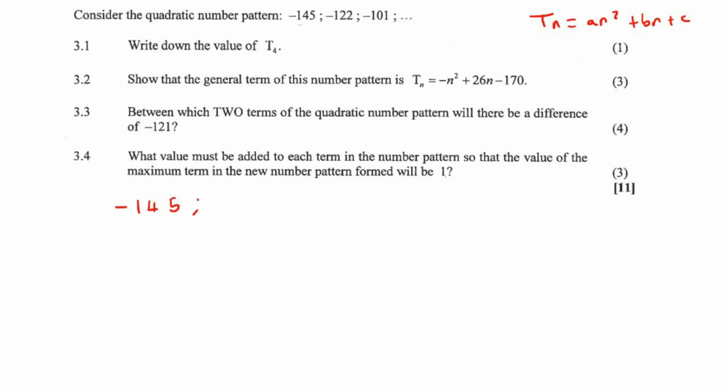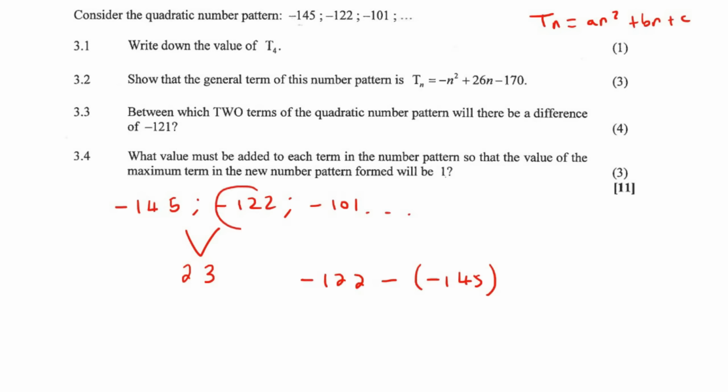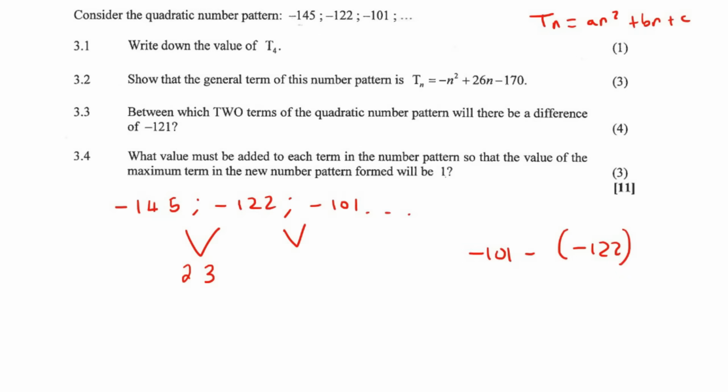So minus 145, minus 122, minus 101. So let's just see what they are adding here. So here they're adding 23. If you didn't know that, you can say minus 122 minus 145. You always take the one on the right minus the one on the left to see how much they're adding. And then you could do the same for the next one. So you could say minus 101 minus 122.